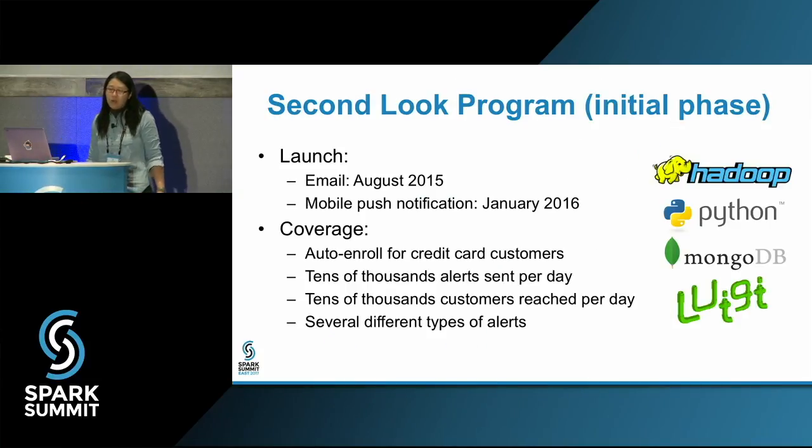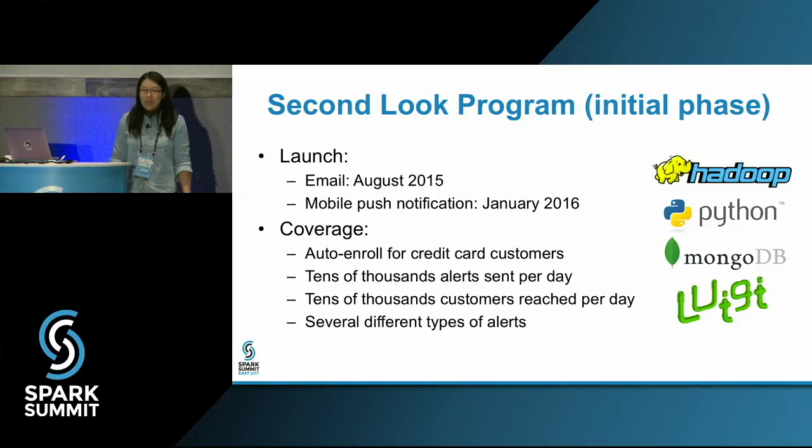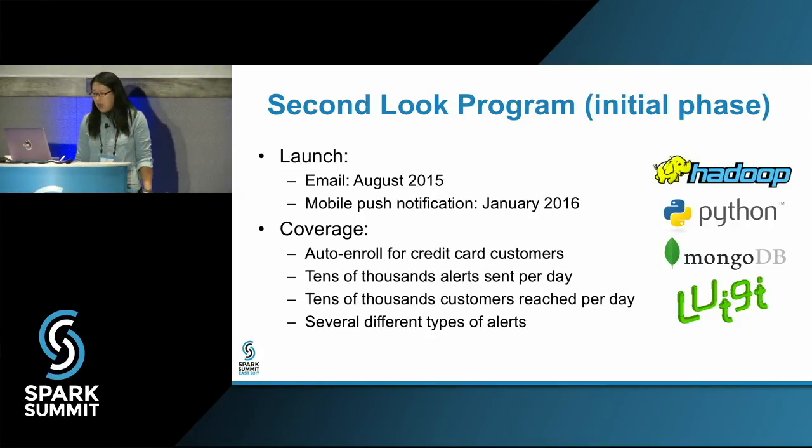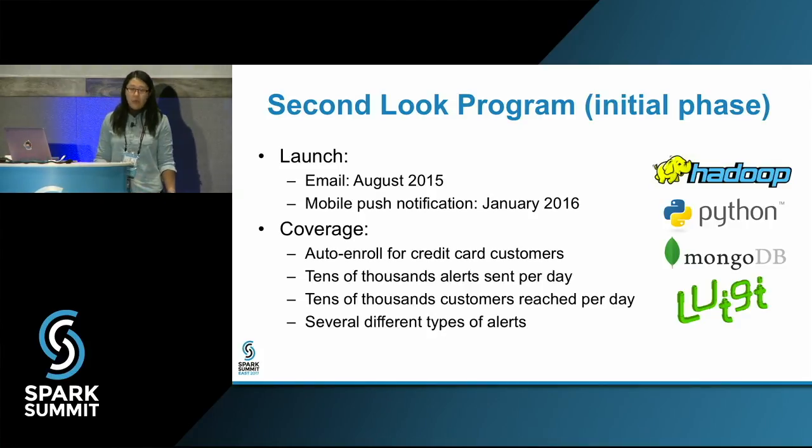So the second look program, in the initial phase, we launched in August of 2015 for our email alerts, and for the push notification, we launched in January 2016. We use Hadoop MapReduce for our data pipeline. It's coded in Python. We use MongoDB as a NoSQL database to store all of the alerts, and we use Luigi by Spotify as a job scheduler.